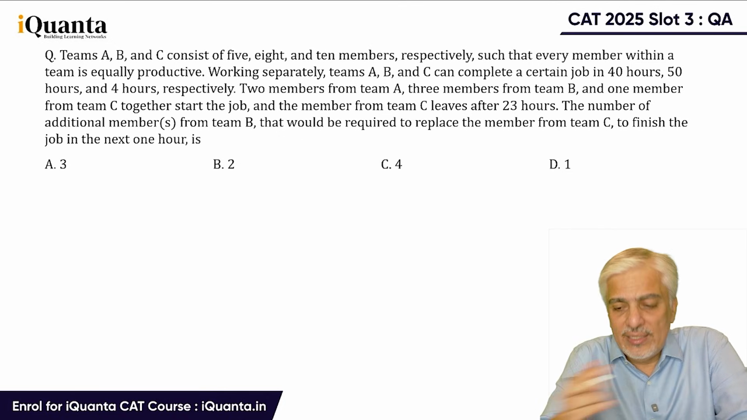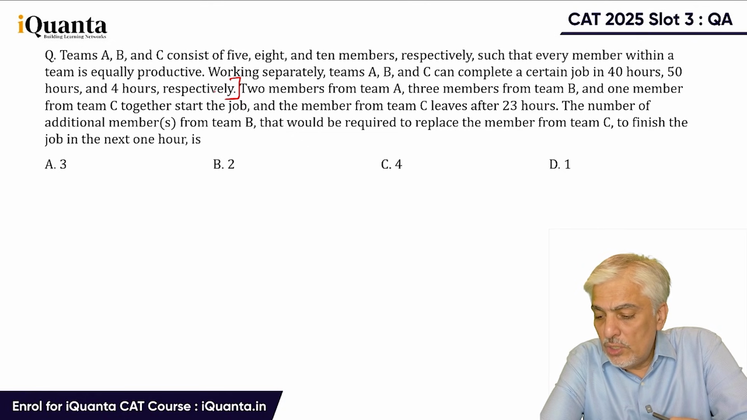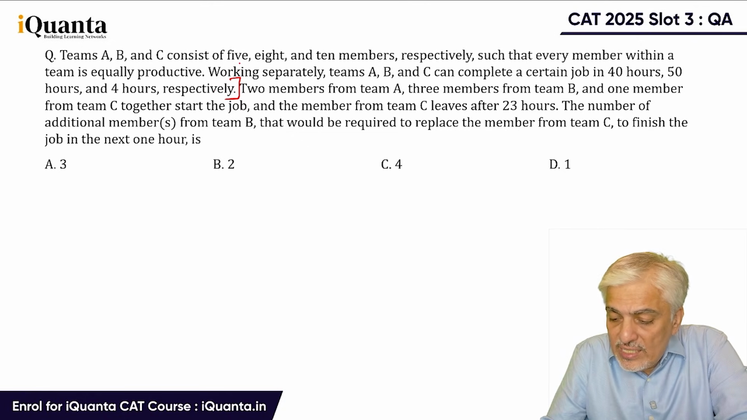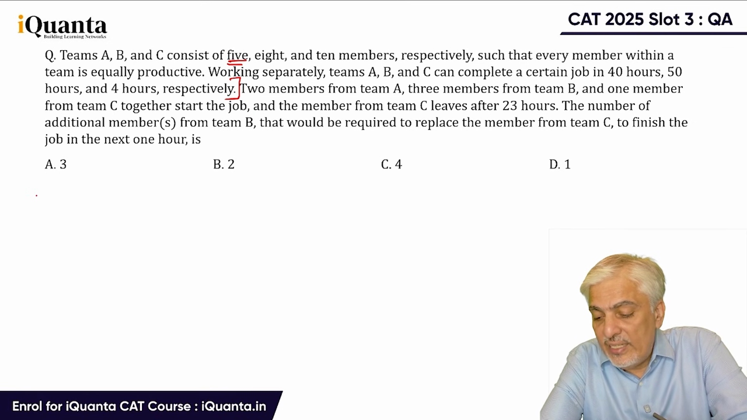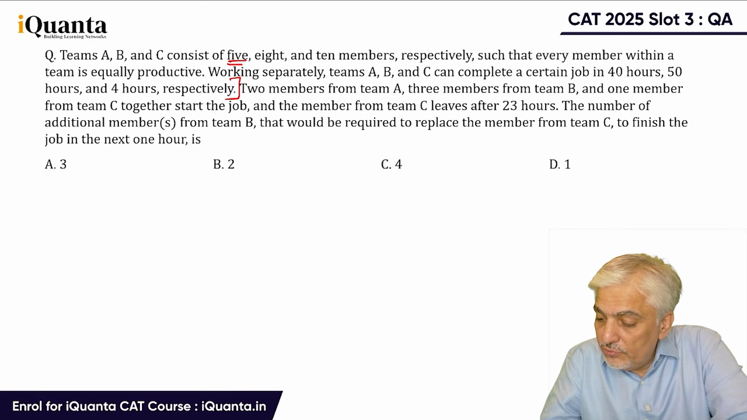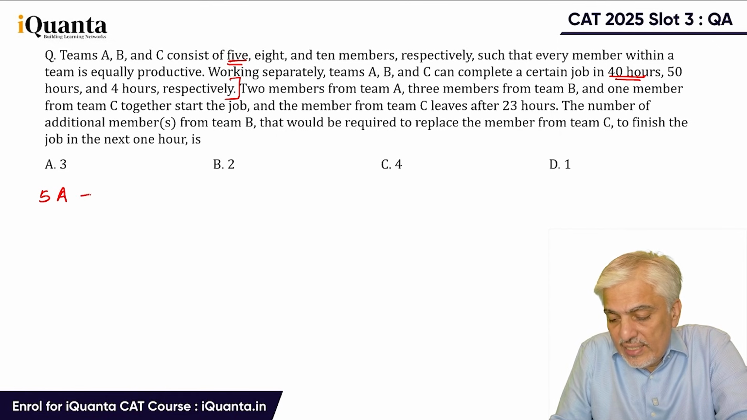Let's do one thing. Let's get till here and first get something we can do. So A has 5 members. So can I say 5 A's can do the job in 40 hours? So let's just write it down. 5 A's can do the job in 40 hours.